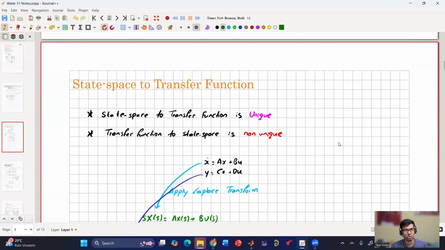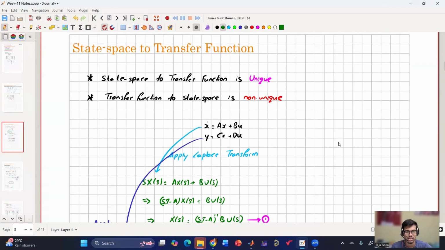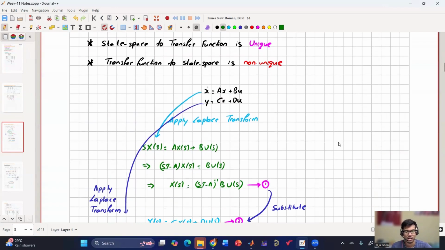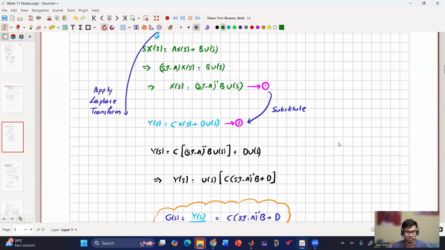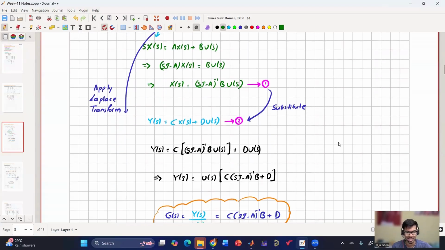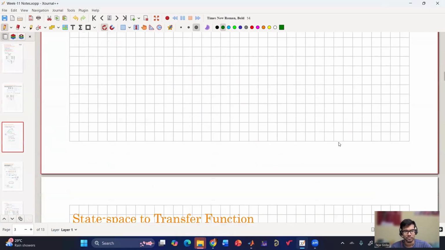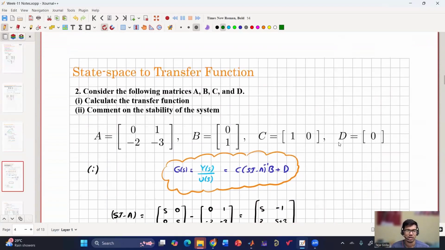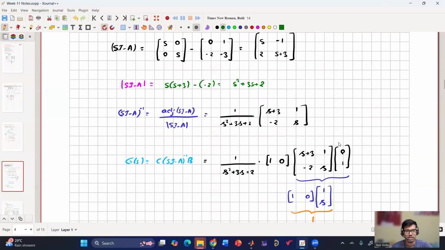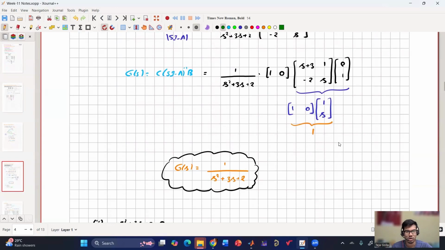Then we have learned how to get the transfer function from the state space. Again, this is unique, whereas the vice versa is non-unique. So we have to apply the Laplace transform and then solve for X(s) and then substitute it in the second equation. In such a case, we'll get the transfer function to be C(sI minus A) inverse B plus D. So once we have solved that, we are going to convert our state space to the transfer function. We have been given A, B, C, D matrices. We have to calculate C(sI minus A) inverse B plus D. So individually we have solved, and then finally we got the transfer function.